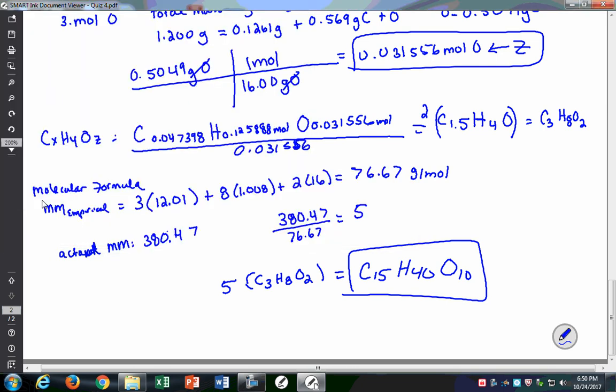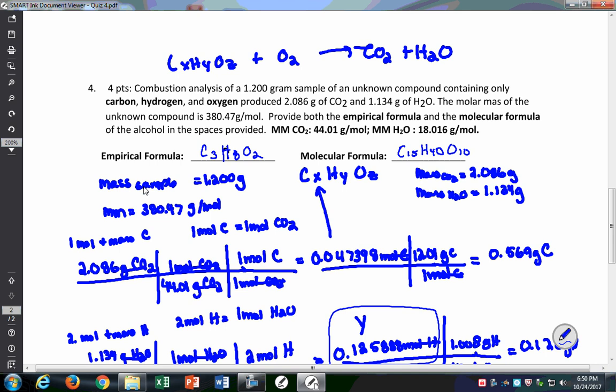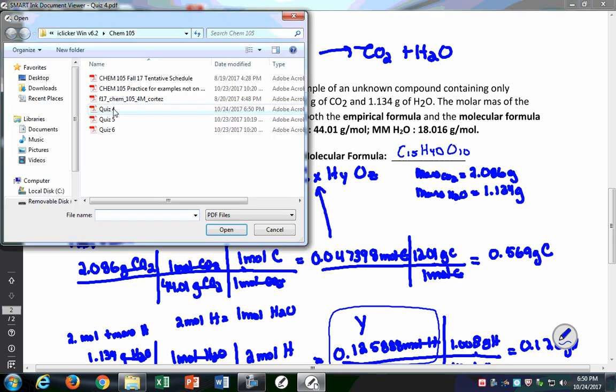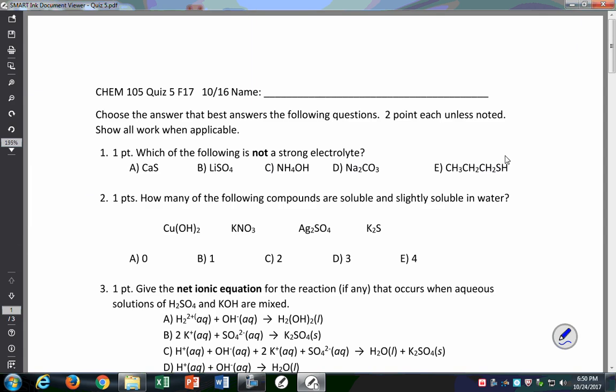Okay, let's go through the second quiz, which is quiz 6. Oh, sorry, quiz 5. Which of the following is not a strong electrolyte? E. Why is E not a strong electrolyte? E is an organic compound, and therefore it's not forming ions when it dissolves.